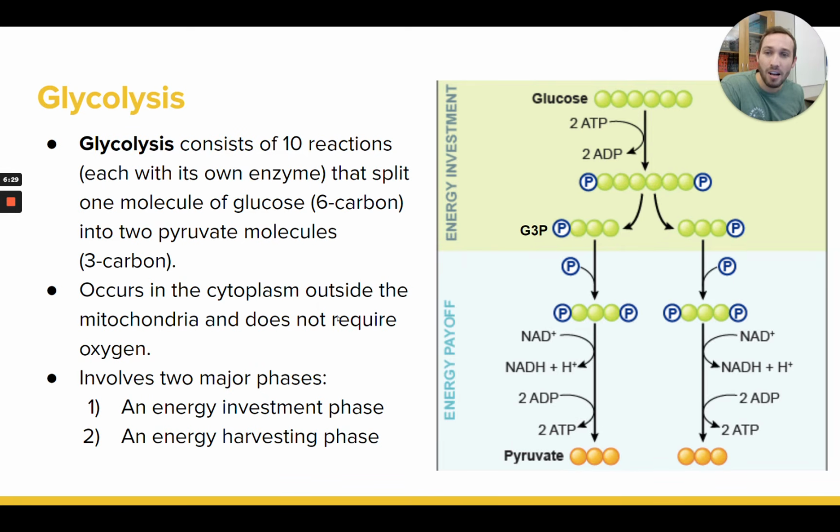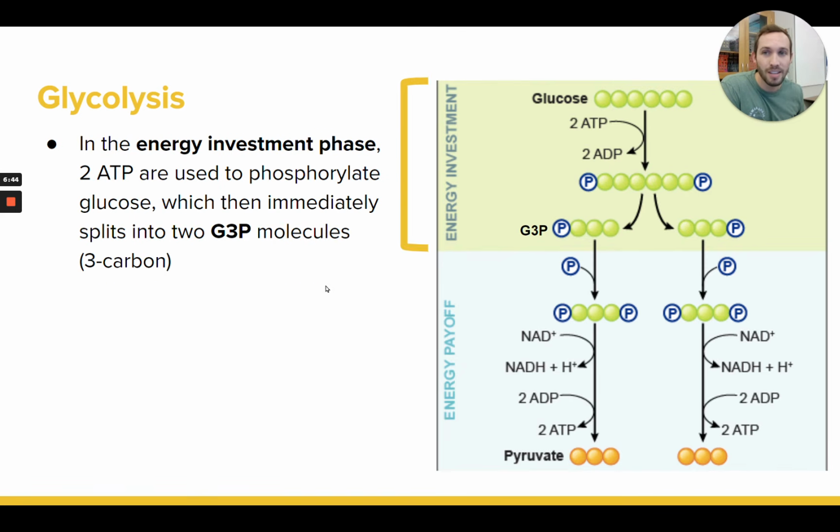And like I said, this occurs in the cytoplasm outside the mitochondria, and it can be divided into 2 phases. There's the energy investment phase and the energy harvesting phase, or in this case, they call it the energy payoff phase, either way. Let's start with the energy investment phase. In the energy investment phase, basically what I need you to know is we're taking glucose and we're going to use 2 molecules of ATP to ultimately turn it into these 2 guys here, which are called G3P.